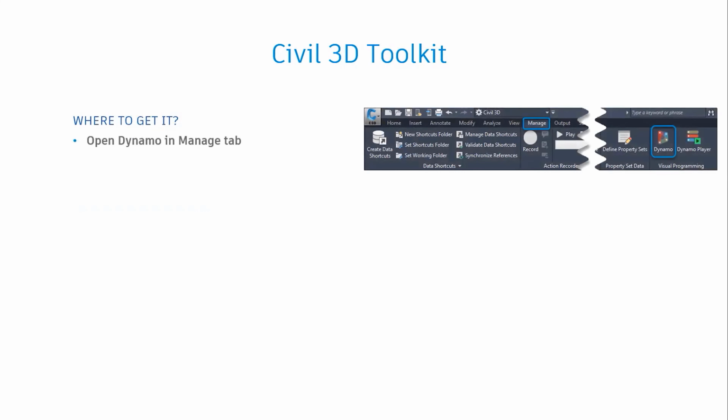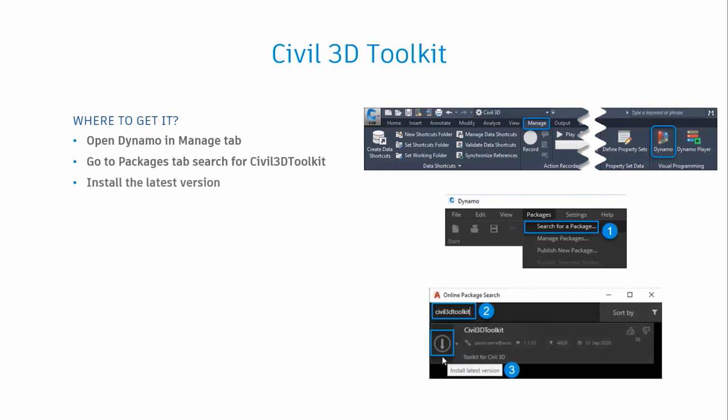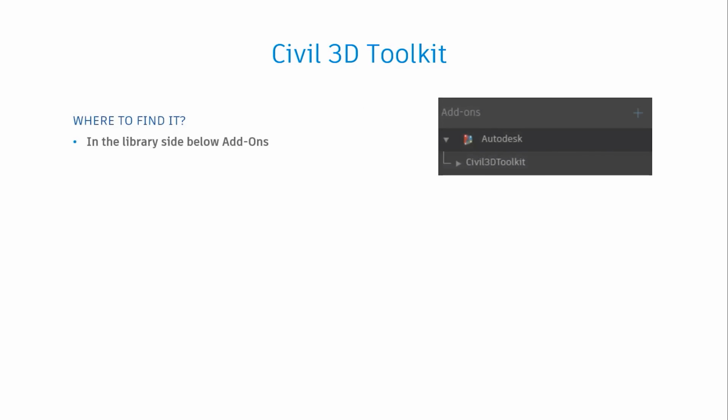So where to get it? When you open Dynamo, in the Manage tab, you can see this search for a package. And then you type in Civil 3D Toolkit, and you install the latest version. So where to find it? After installing, it is found in the library side below the add-ons. As you can see here in the Autodesk, under that one, you can see the Civil 3D Toolkit.